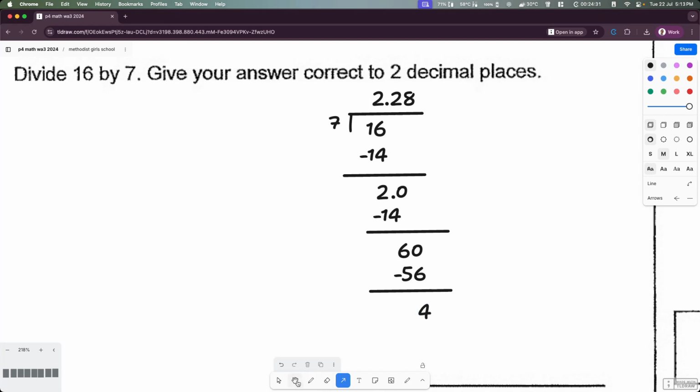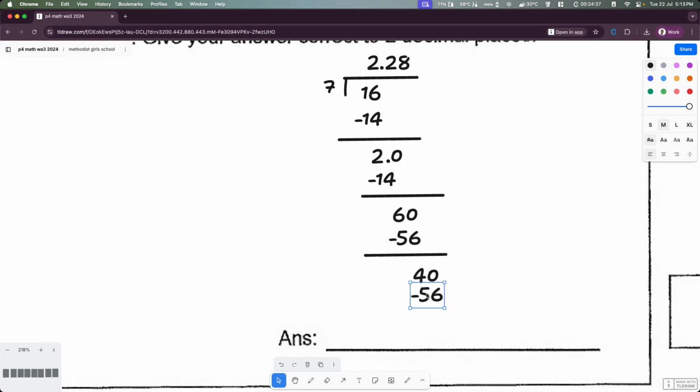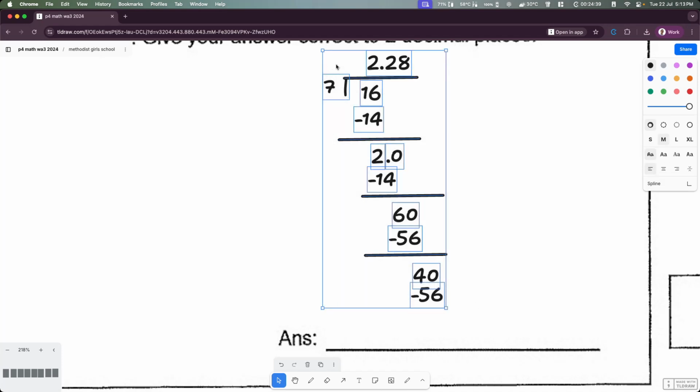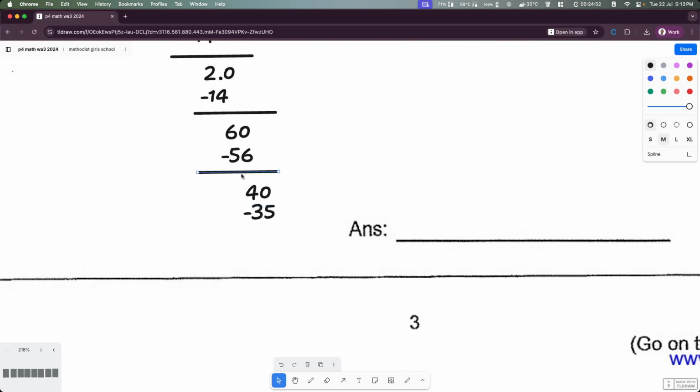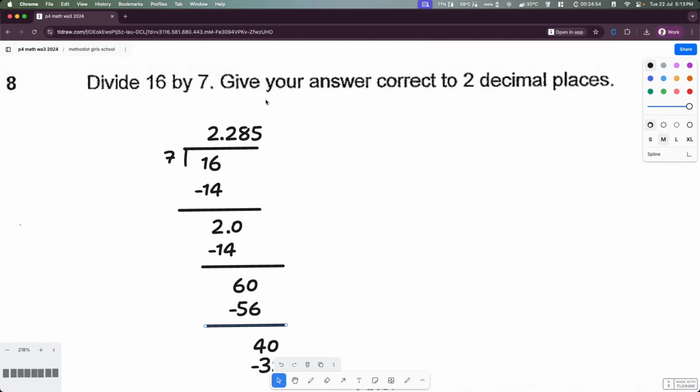So what we need to do is make the 4 into 40, and then we minus what's closest to 40. Let me move this whole working over here. The closest multiple of 7 to 40 should be 35. So this is 2.285. Then we can stop over here. Technically we can continue, but yeah.